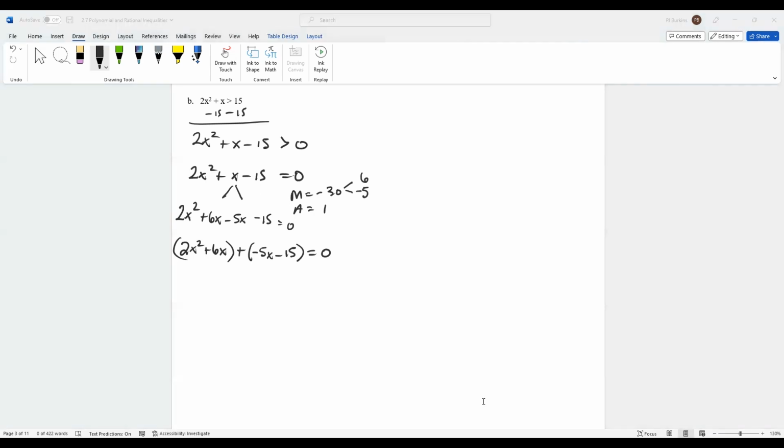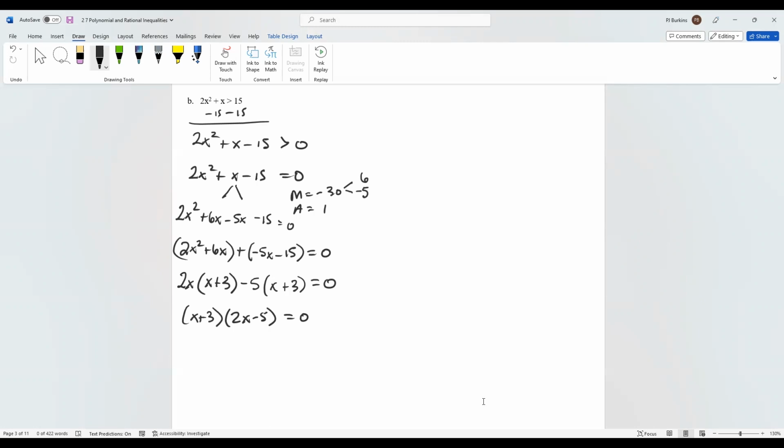So let's take out a 2x. What's left behind would be x plus 3. So we're expecting what we get out of this one to look like x plus 3. These two here have a -5 in common, so I'll take that out. That leaves me with x plus 3. So my two factors are what's inside the parentheses, x plus 3, and what's outside, which is 2x minus 5.